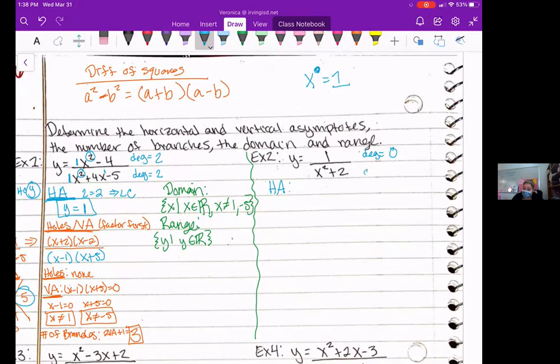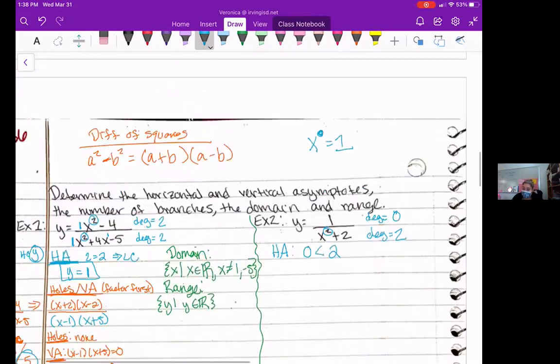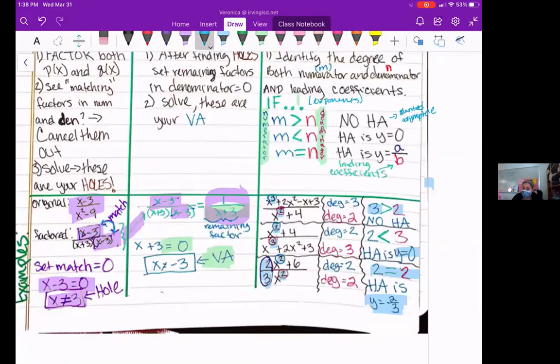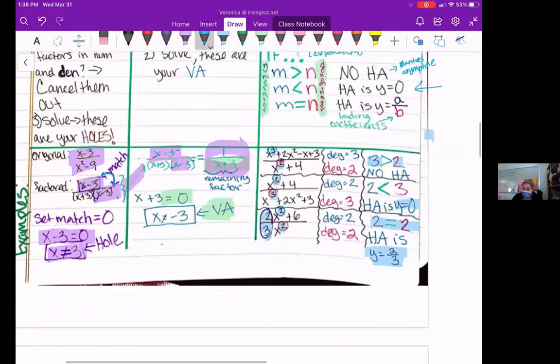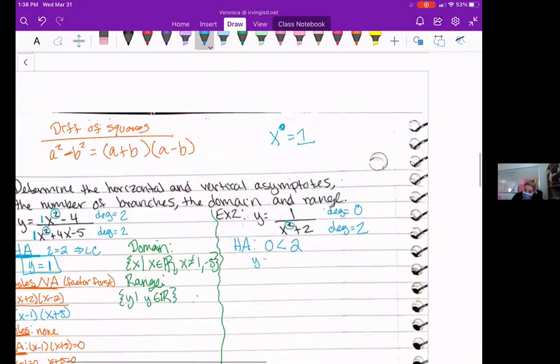And the reason there's no variables is because that variable has a power of 0, which makes it 1. So then the degree in the denominator is going to be 2. So here we have the degree of the numerator is 0, which is smaller than the degree in the denominator, which is 2. So we have a less than symbol. So if we go to our notes, we can see that our horizontal asymptote would be at 0. So our horizontal asymptote is at y equals 0.